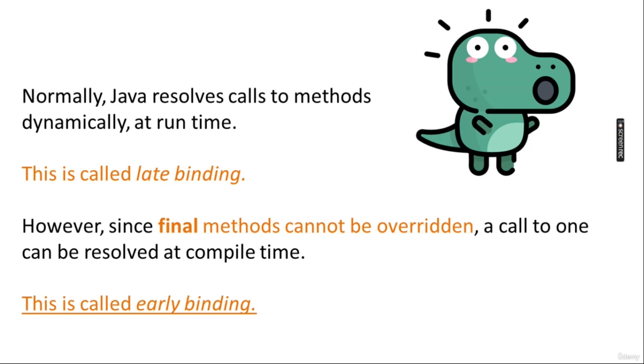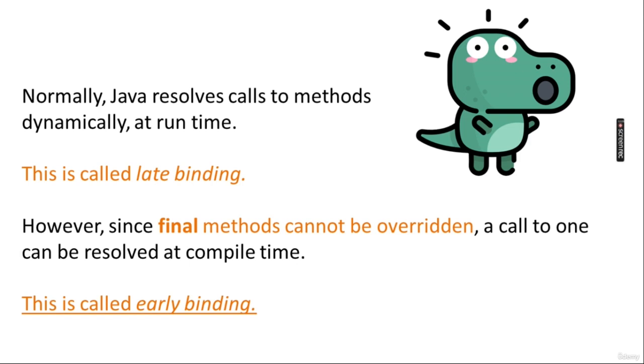Resolved at runtime is called late binding. Since final methods cannot be overridden, a call to one can be resolved at compile time. So when final methods are declared in a superclass, the compiler will know that this cannot be overridden. So the call to that particular method can be resolved at compile time. This is called early binding.